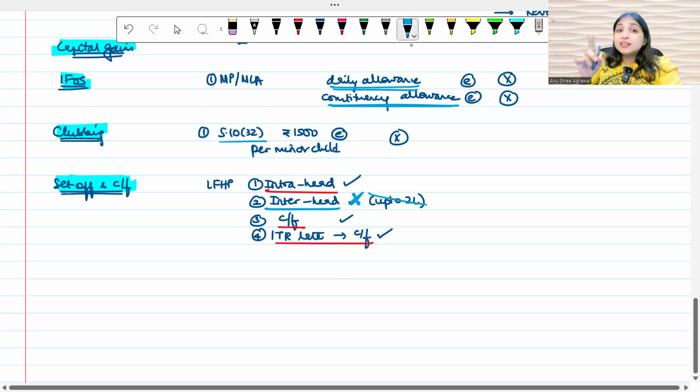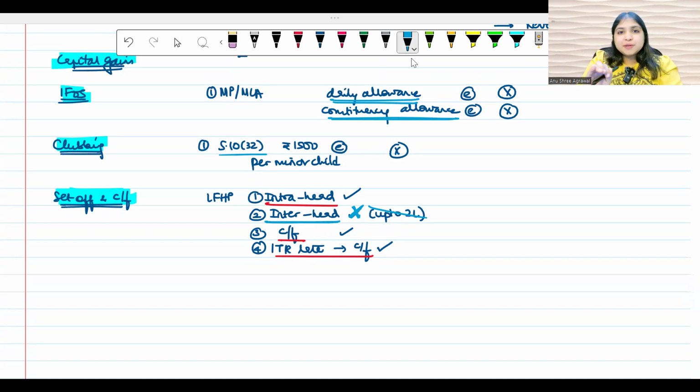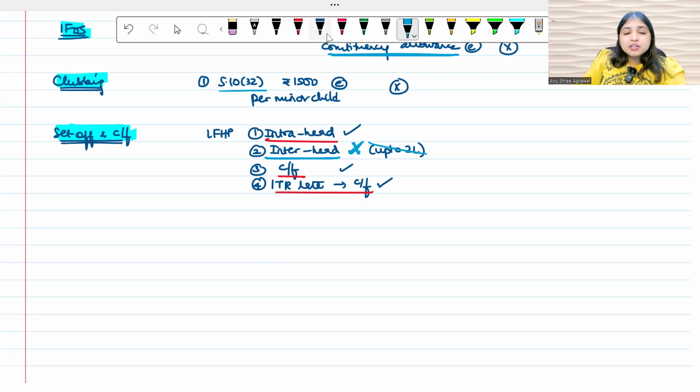But tell me, other losses, can you do inter-head adjustment? Yes. Only loss from house property only I'm touching. Loss from house property, inter-head, I will not allow you to do. Okay, guys. Then after set off and carry forward, what did we learn after this? After this, we had learned about chapter 6A.